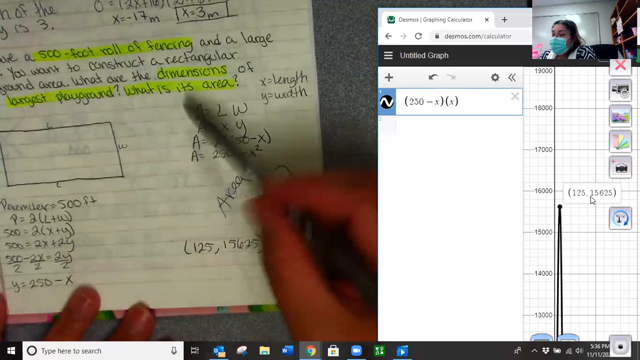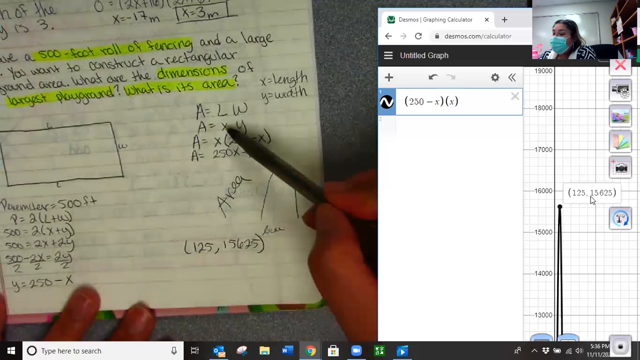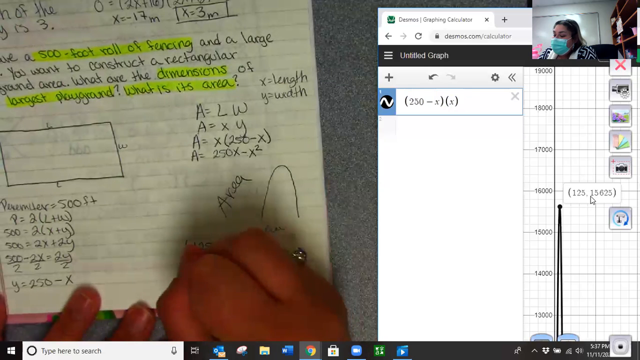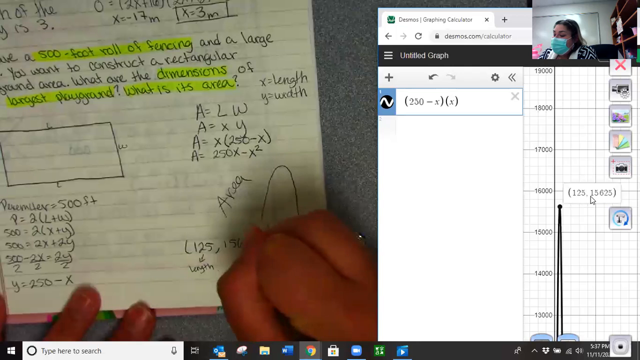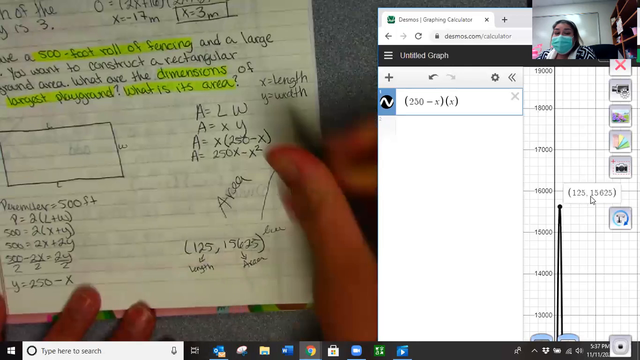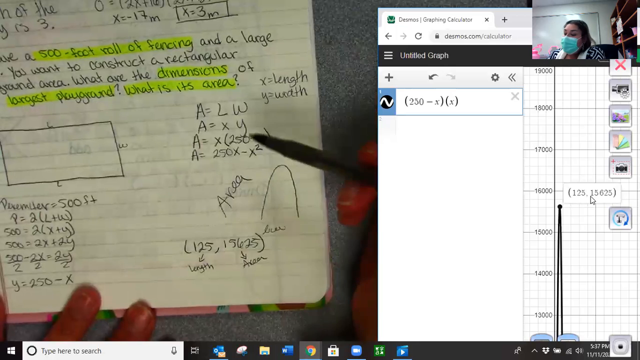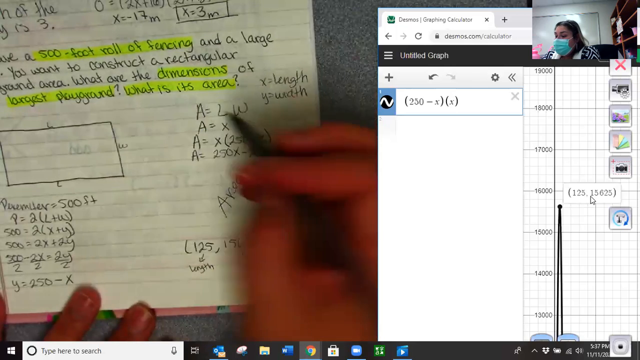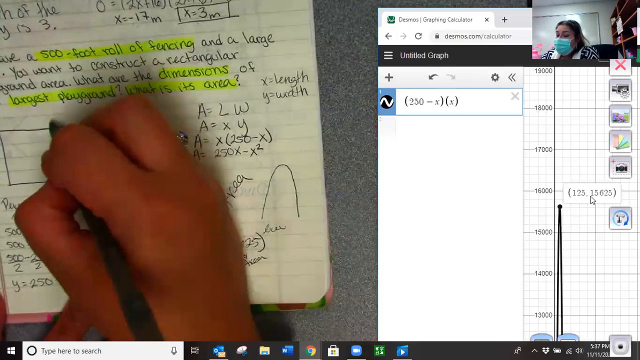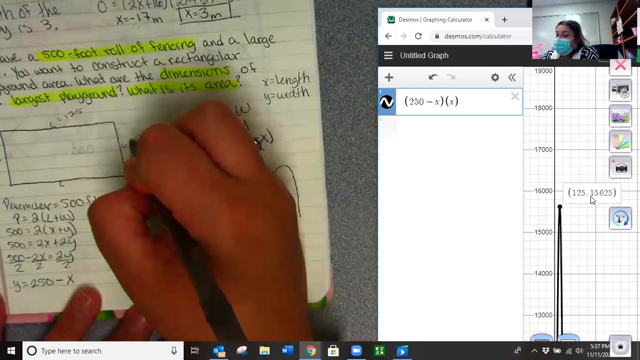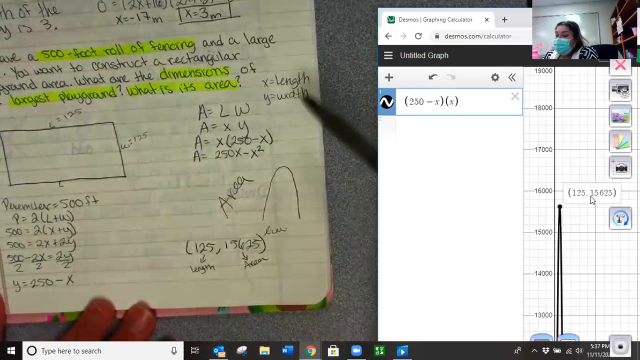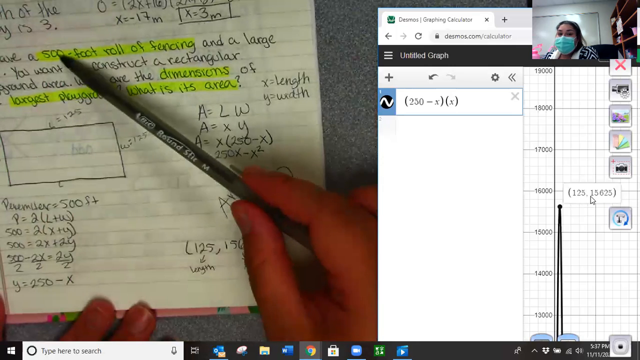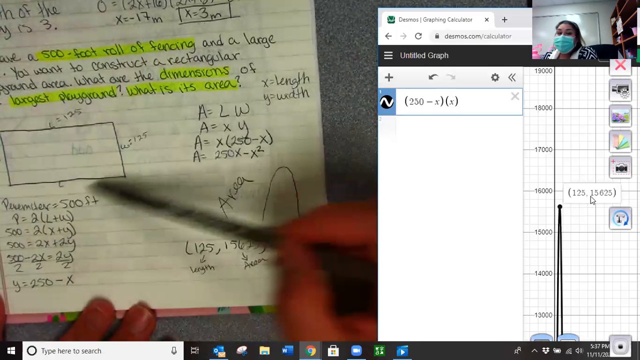Okay, so remember, this is your output, right? And x was my input, which is length. And this is my area, which is what came out of it when I put these functions together, right? So if my length is 125, then that means my width is 125. How do I know that? Well, 125 times 4 is 500, right? So my perimeter is fulfilled.